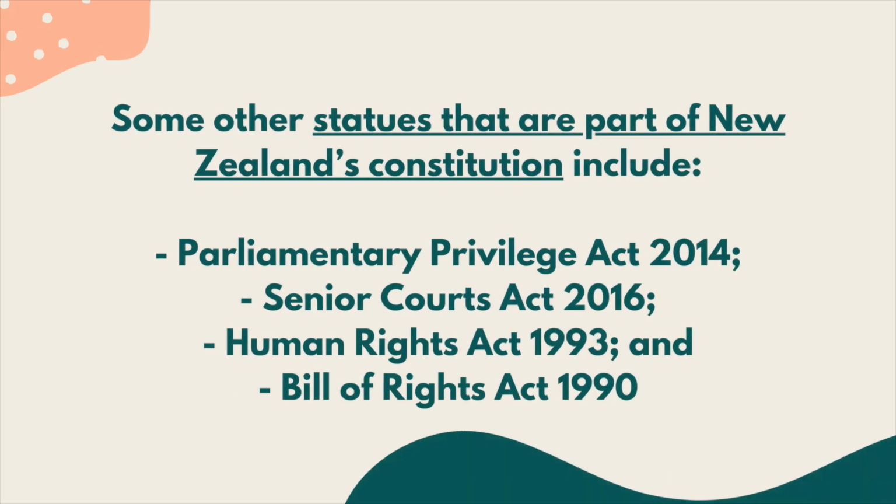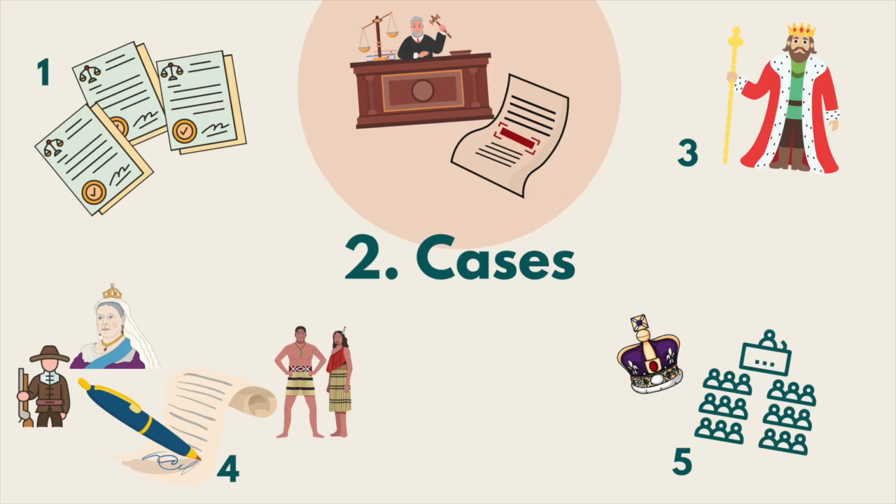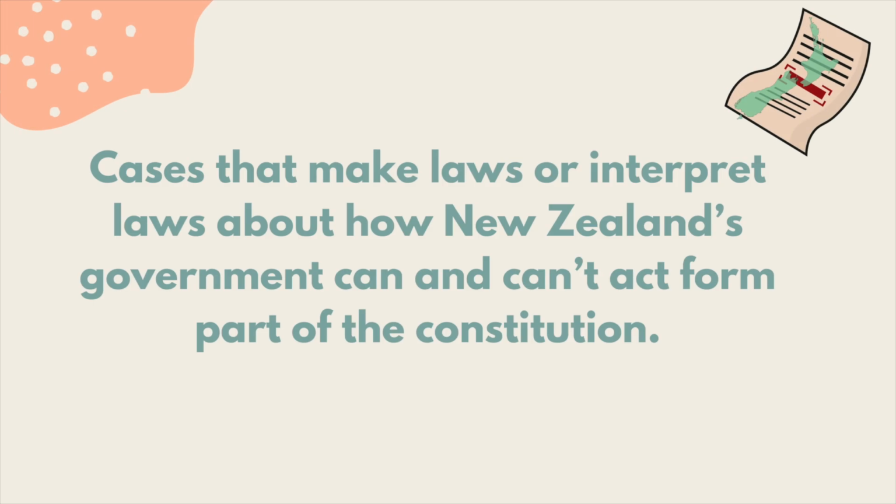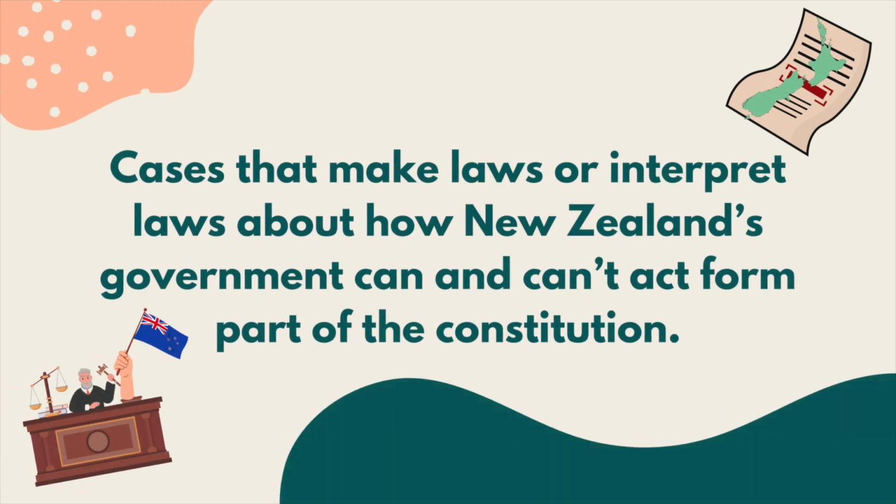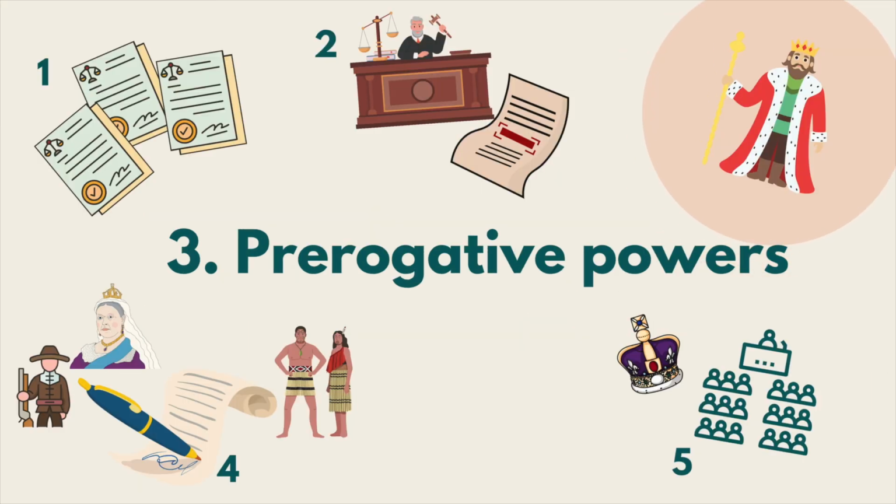Some other statutes that are part of New Zealand's Constitution include the Parliamentary Privilege Act 2014, the Senior Courts Act 2016, the Human Rights Act 1993, and the Bill of Rights Act 1990, which we'll look at in more depth in the next chapter. 2. Cases. Cases that make laws or interpret laws about how New Zealand's government can and can't act form part of the Constitution. 3. Prerogative powers.